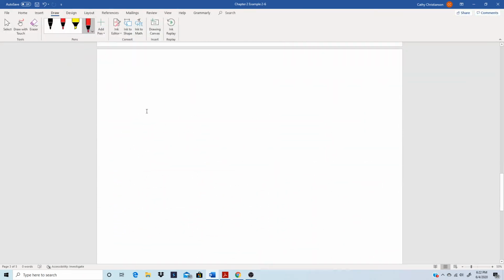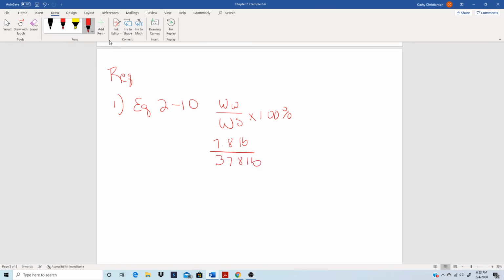All right, so the first thing required is water content. So water content is equation 210. So I'm going to write equation 210. And water content is the weight of the water divided by the weight of the solid times 100%. And the weight of the water we found out to be 7.8 pounds divided by the weight of the solid, 37.8 pounds, times 100%.